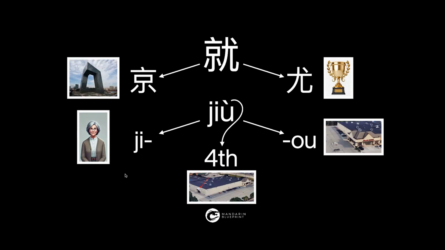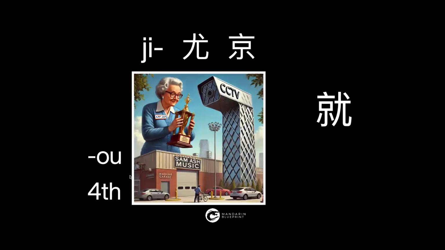So what the heck am I talking about here? Well, everything that came up in that scene, which I got an AI to generate an image of, represents something about this character. You have Ji representing my Aunt Judy. You have the trophy representing the right side component. You have the CCTV tower representing Jing, interesting interpretation there by the AI. And then you have O is Sam Ash Music, and specifically in the back is the fourth tone. And why is it exactly what she needed?